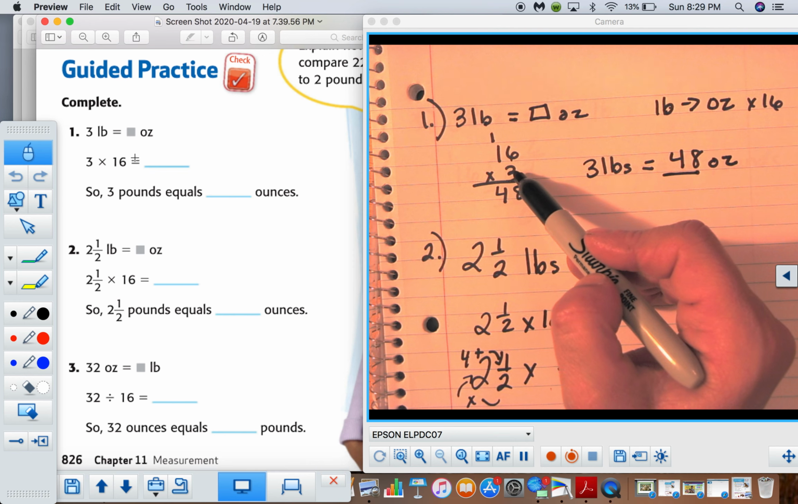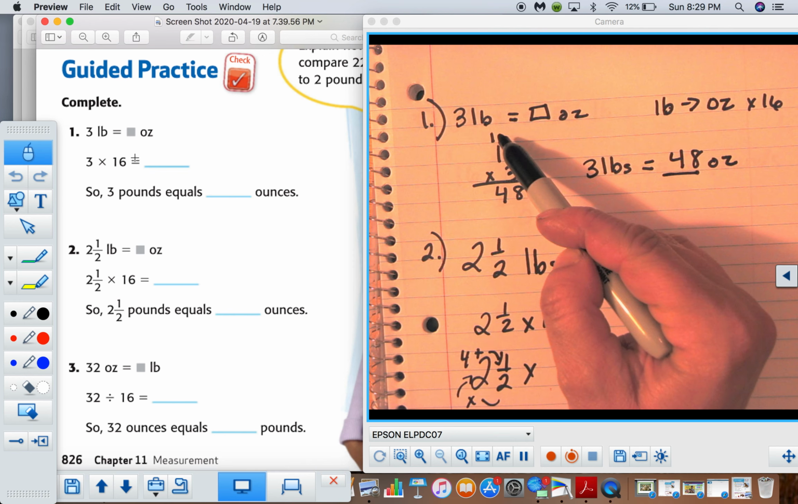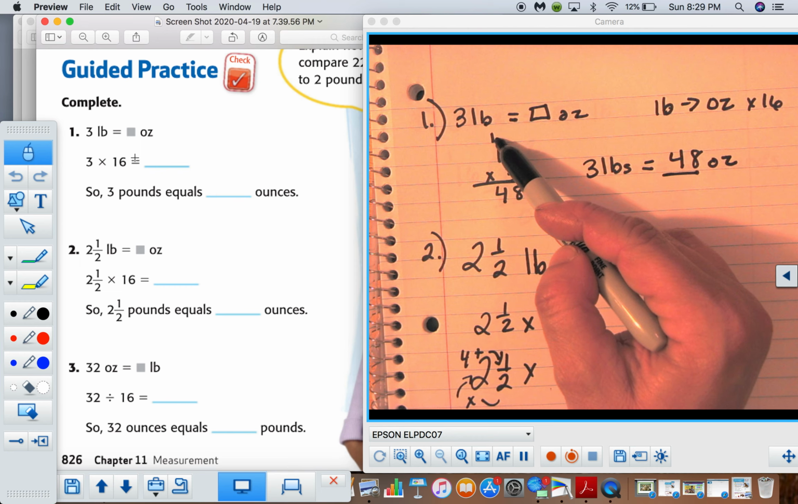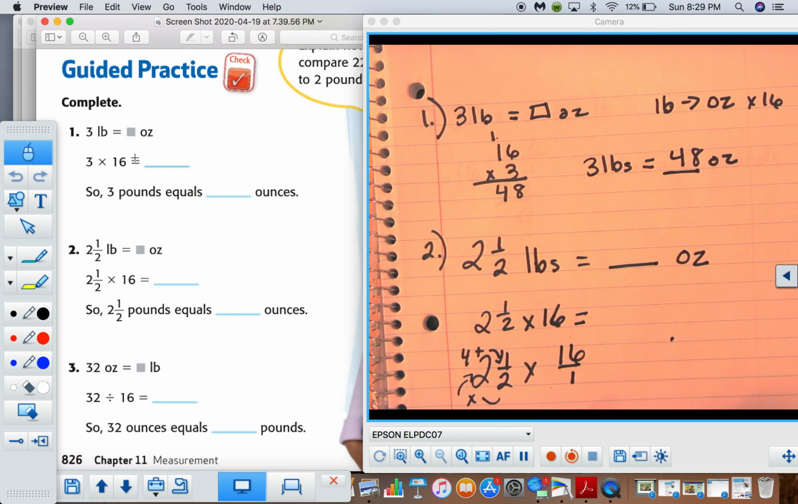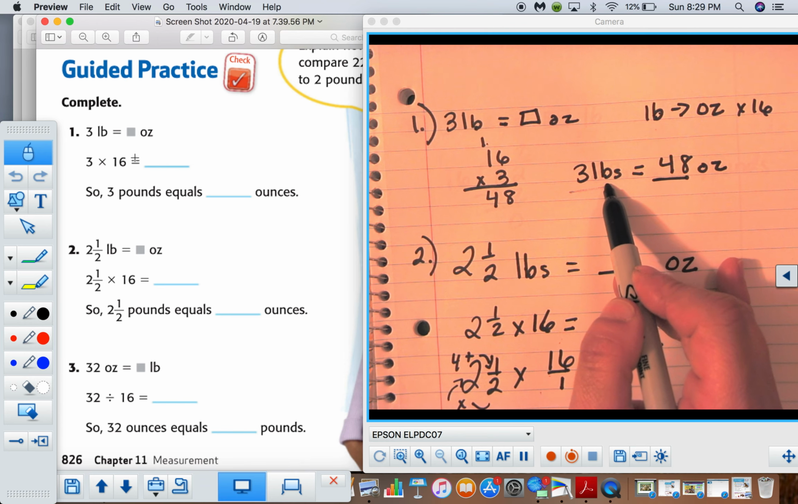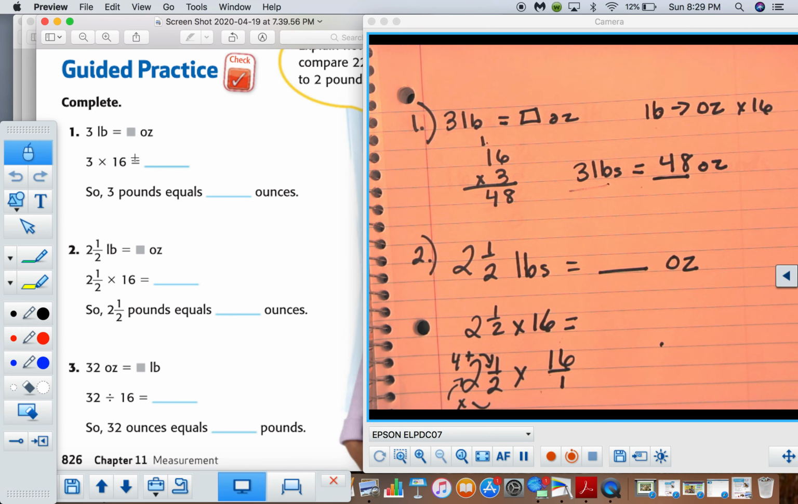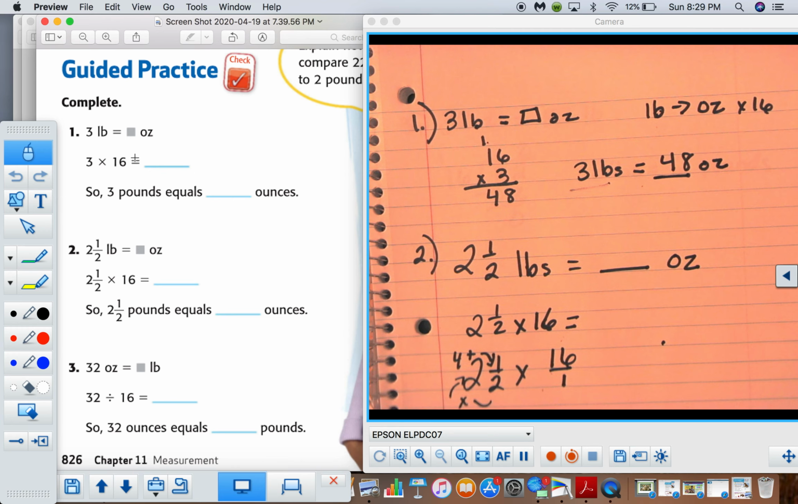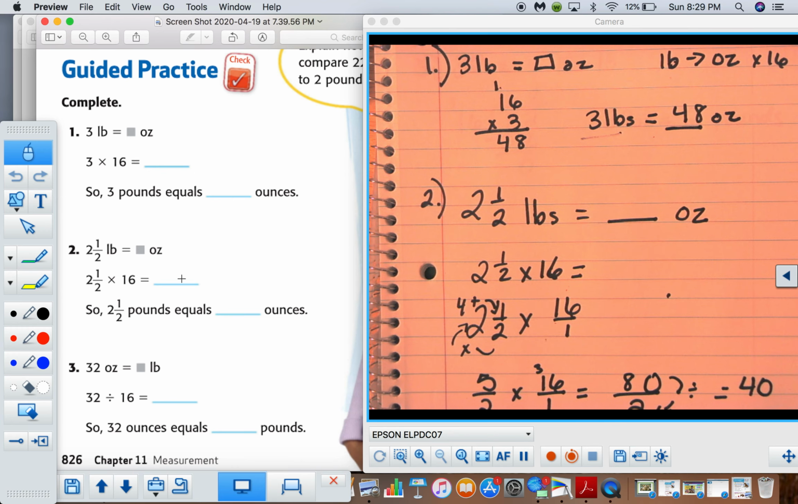3 times 16. 3 times 6 is 18. Regroup and carry my 1. 3 times 1 is 3, plus 1 is 4. My answer is 48. So when I went from pounds to ounces, I went from 3 pounds is equal to 48 ounces. Let's look at number 2. Number 2, this one is a little bit trickier because I have a fraction. So I'm going to have to change my mixed number to an improper fraction, and then I'll be able to multiply. So there's an extra step in this problem.